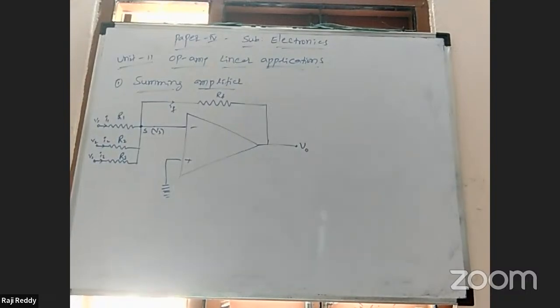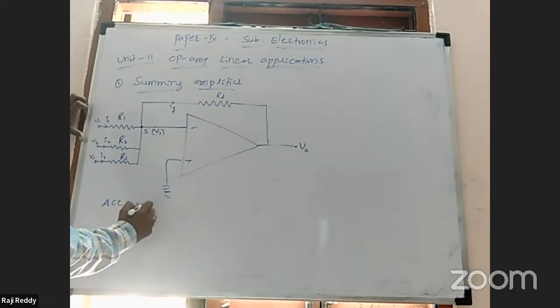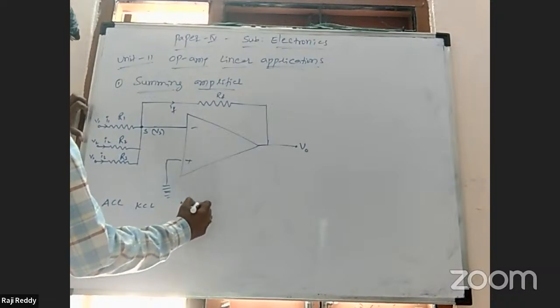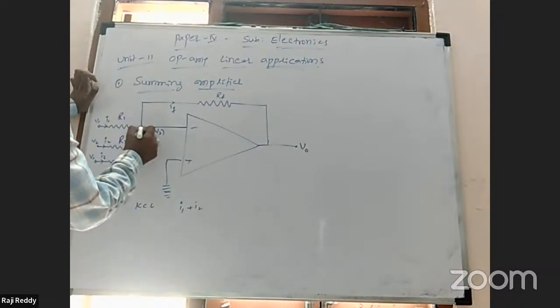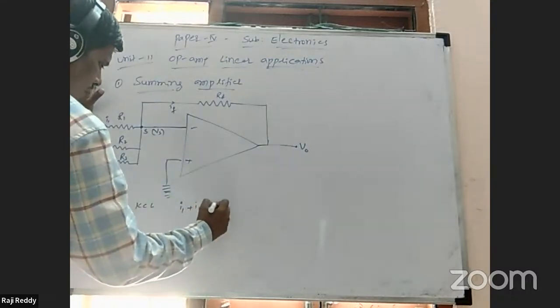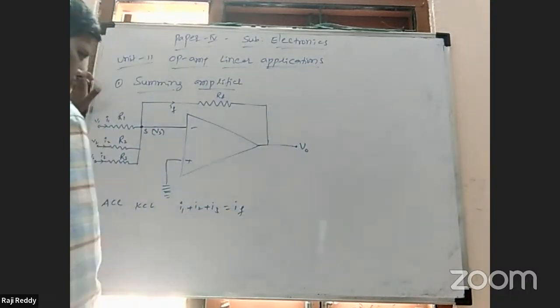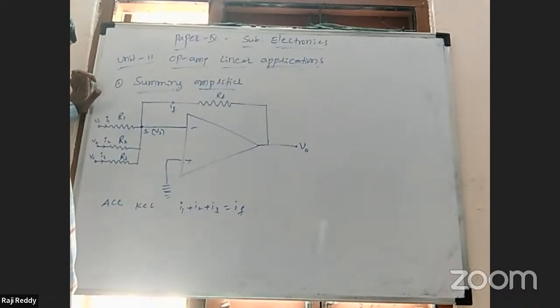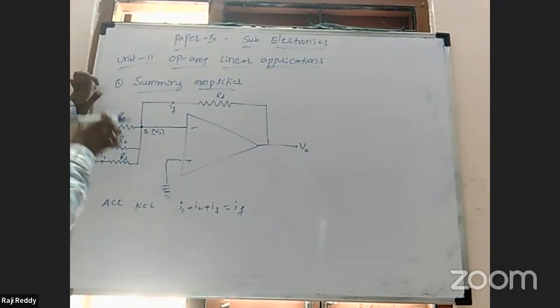Now we have to find the current. IF is equal to I1 plus I2 plus I3, according to Kirchhoff's first law, KCL: entering current equals leaving current at the junction. At the junction, the entering current is I1 plus I2 plus I3, which is equal to IF. We don't know the currents directly, so we take them in terms of voltage and resistance. We know the voltages V1 minus Vs, V2 minus Vs, V3 minus Vs, and the resistances R1, R2, R3. From Ohm's law, V is equal to IR, so I is equal to V by R.